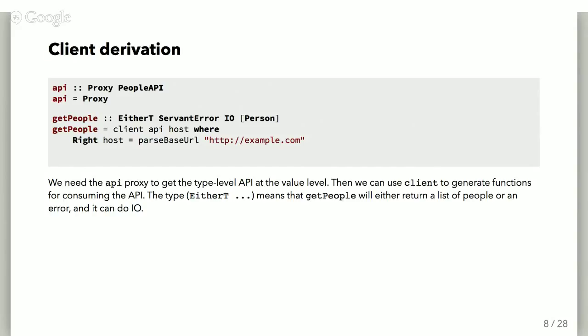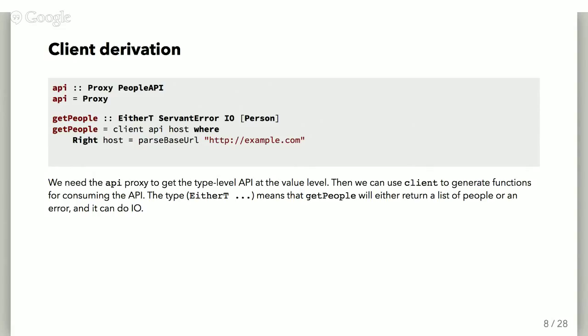So with that API, we can define this getPeople function. We don't have to say the type of this thing; I'm just doing it for clarity here. It would infer the type for us. And then we assign that to the result of this call to client, which is something that Servant provides. We pass in the proxy for our API, so it knows what endpoints to generate. And then we pass in the host, which is the location where the API exists. So if you have it at api.example.com or apiv2.example.com, you can switch that around without too much fuss.